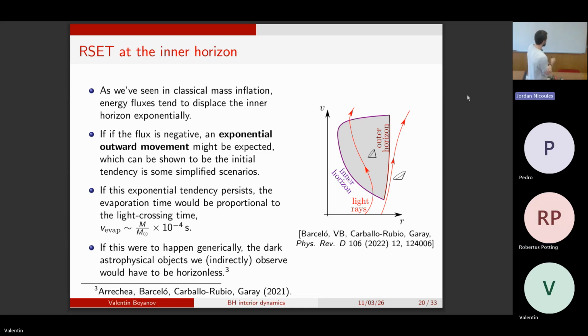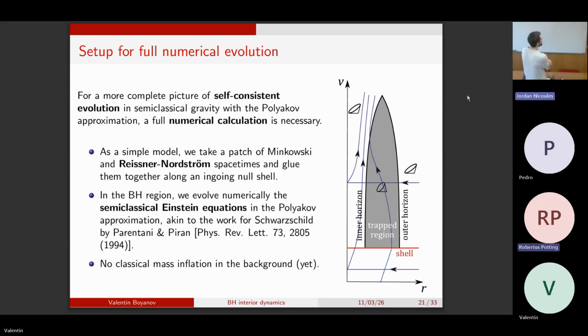But to see if this actually happens non-linearly, what we can do is try to evolve the full semi-classical Einstein equations with the renormalized stress energy tensor in the Polyakov approximation. And as an initial first simple model, we take again a black hole formed from the collapse of a shell. And in the past we have Minkowski, in the future we have a black hole region.